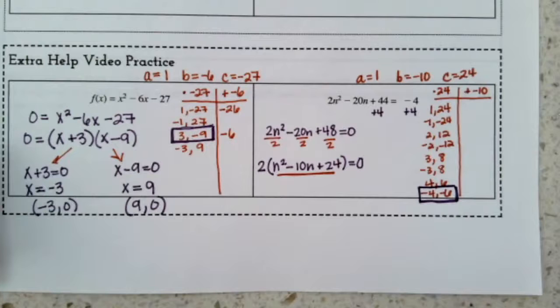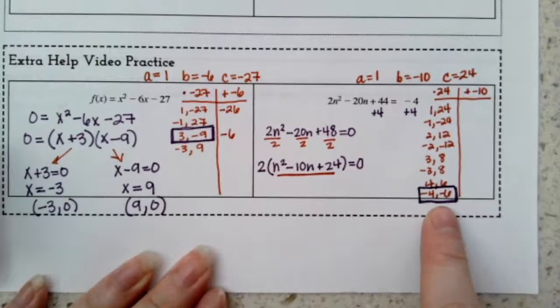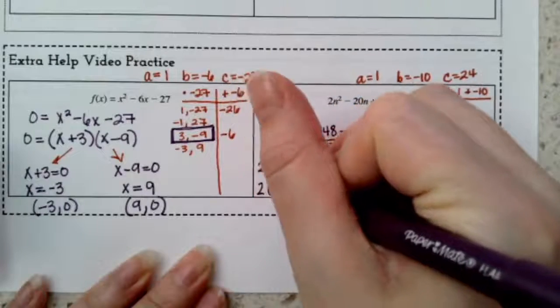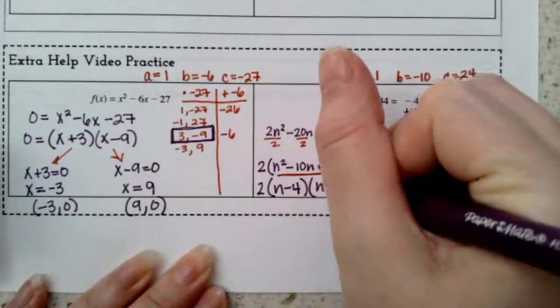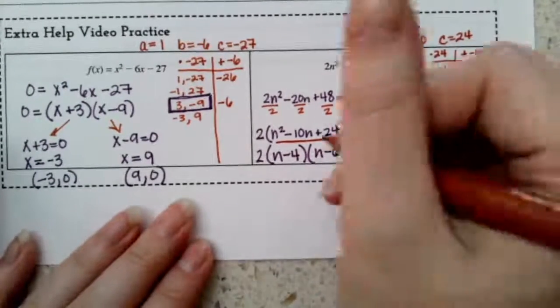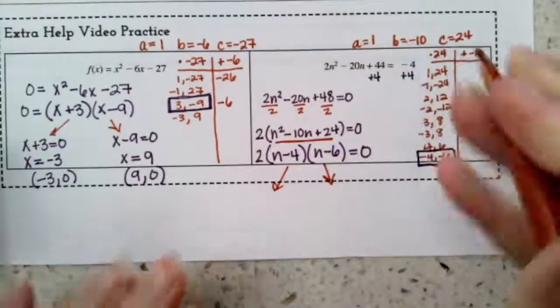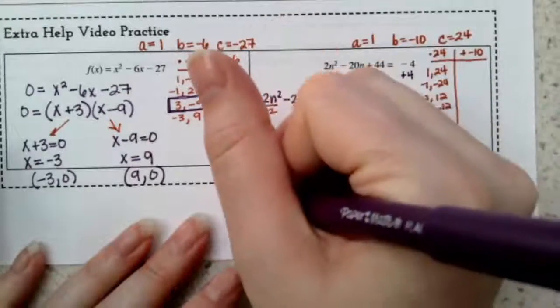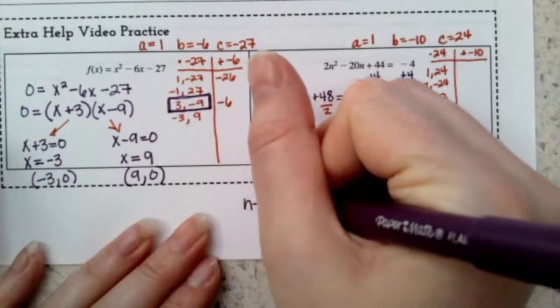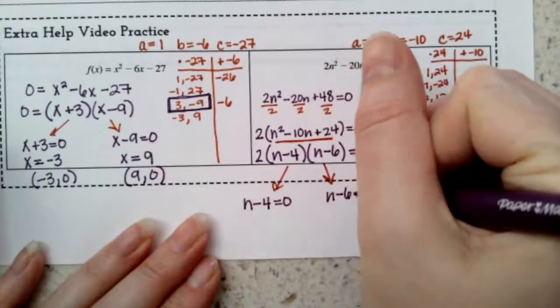And now, once we have our factors, we're going to write this in factored form. So n minus 4, n minus 6, and then break it apart. So we're going to break this apart and set these both equal to 0. I don't care about the GCF once I do that. So I have n minus 4 equals 0 and n minus 6 equals 0.